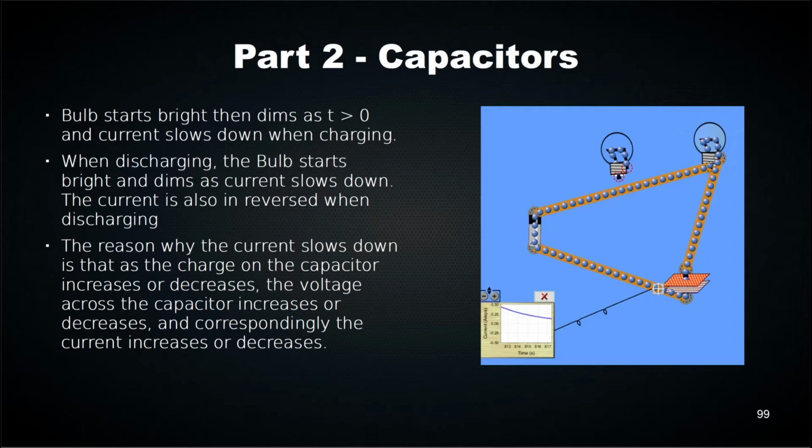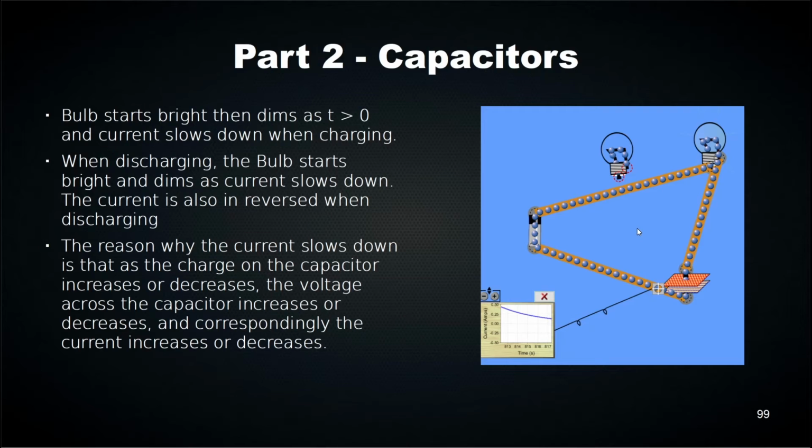In part 2 of the lab, we studied capacitors. And when we model up a capacitor inside of our circuit simulator, we can see that as time increases on a charging capacitor, the light starts bright but then goes dim. When it's discharging, the bulb starts bright and then dims as well. The current, when we're discharging the bulb, is in reverse though. It travels in the opposite direction in the wires.